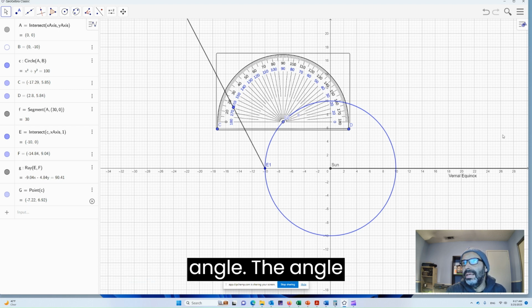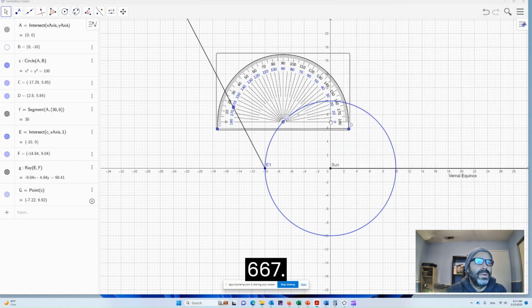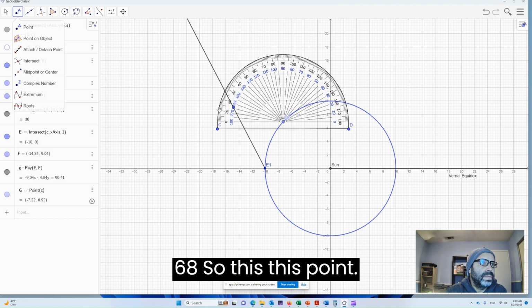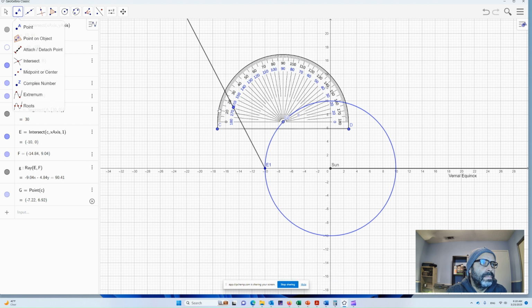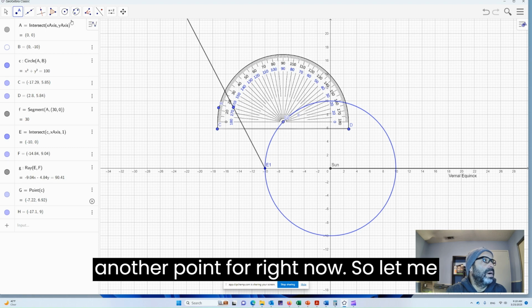I'm going to find the angle. The angle is 168 degrees. So this is 168 degrees. Again, I'm reading from the start of the vernal equinox, which is this axis, by the way, parallel to the vernal equinox, and then start reading 150, 160, 170. This is 165, 66, 67, 68. Let me draw that point again. So this point. And that point actually is another point for right now.